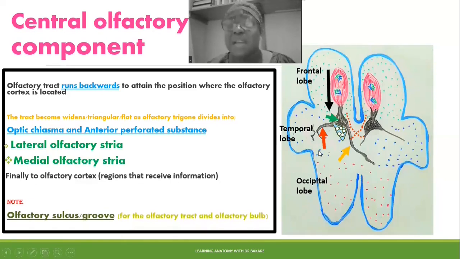It's also good for us to add that we have the olfactory sulcus or the olfactory groove. This olfactory sulcus or groove is an indentation created around the inferior part, or the base, of the frontal lobe of the cerebral hemisphere. This indentation is created by the olfactory bulb and also the olfactory tract that is generated after the formation of the olfactory bulb. So there is an indentation created around the inferior part of the frontal lobe, and this groove is referred to as the olfactory groove or the olfactory sulcus. So it's also good for us to establish this.